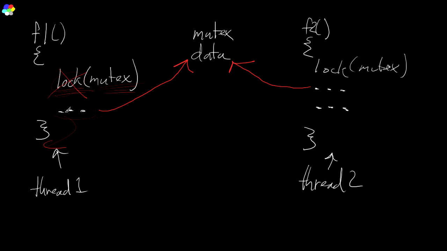Now, while thread 1 is doing its thing here, let's say thread 2 also calls function 2. That function tries to create a lock on the mutex, but thread 1 already owns the mutex. So when thread 2 tries to lock the mutex, it blocks here. It gets thread blocked. And it has to wait until thread 1 releases the mutex, and then thread 2 can continue on here and access the shared data. When it's done, it releases the mutex, and everyone's happy.